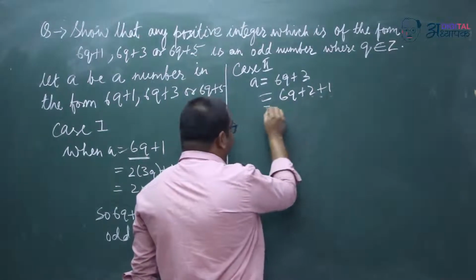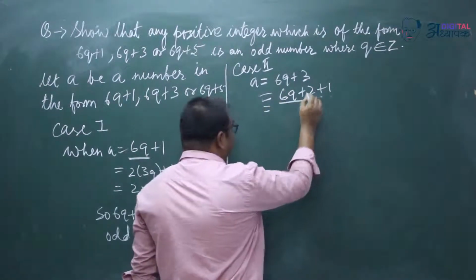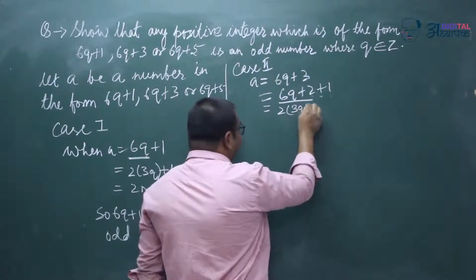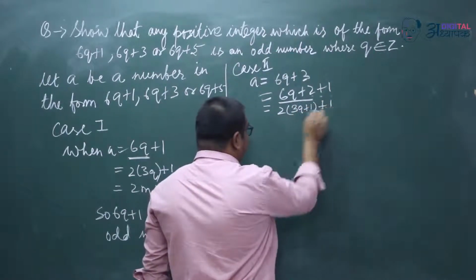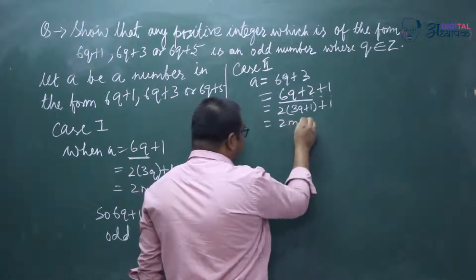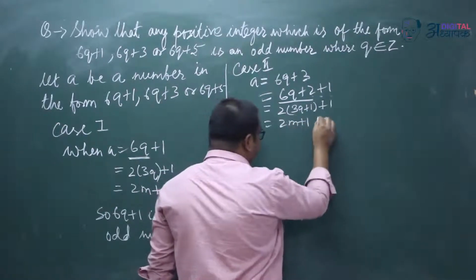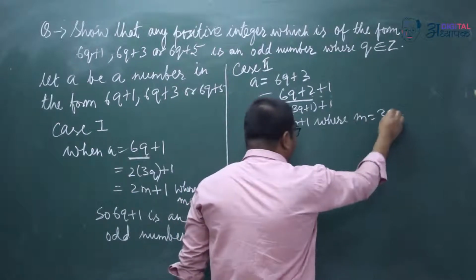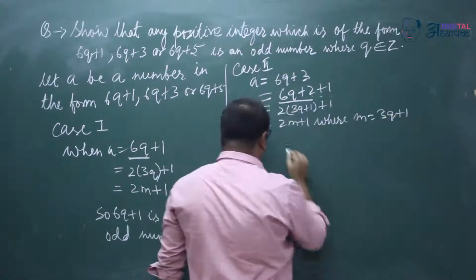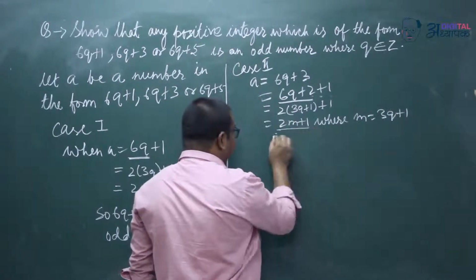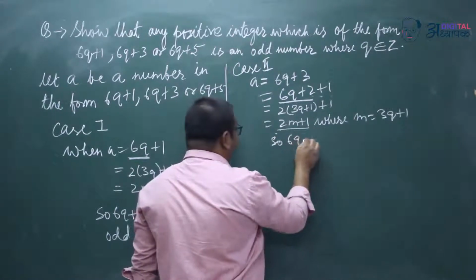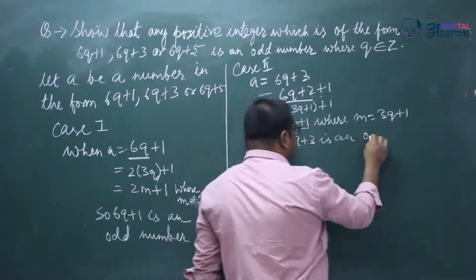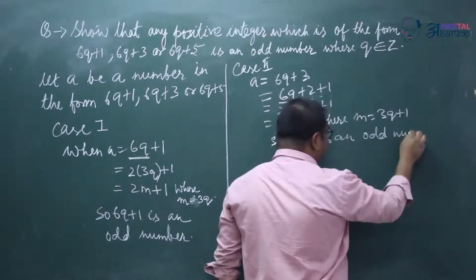So what we will do now, we will take common 2 from these 2 parts. So it will become 2 into 3q plus 1, plus 1. We will write it as 2m plus 1, where m is equal to 3q plus 1. So this is also an odd number. So 6q plus 3 is an odd number.